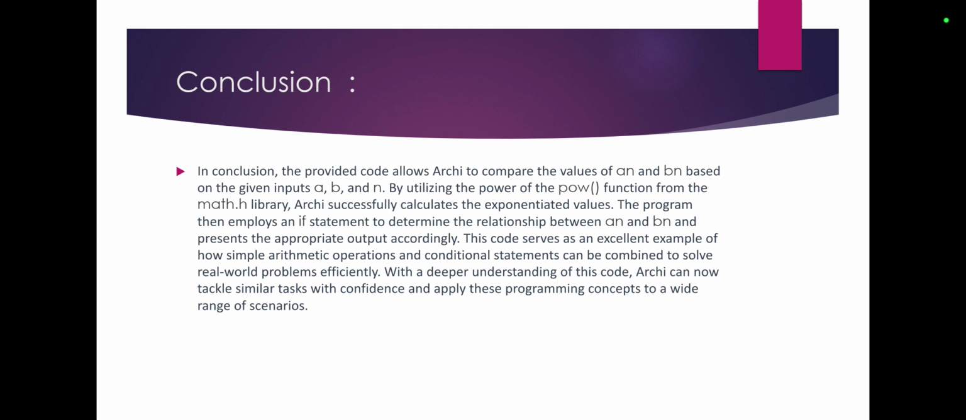Now let us get into the conclusion of the topic. In conclusion, the provided code allows Archie to compare the values of a^n and b^n based on the given inputs a, b, and n. By utilizing the power of the pow function from the math.h library, Archie successfully calculates the exponentiated value. The program then employs an if statement to determine the relationship between a^n and b^n and presents the appropriate output accordingly.